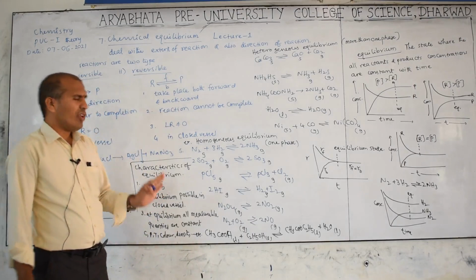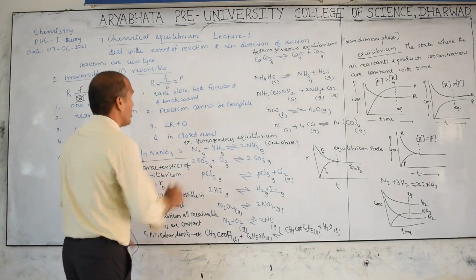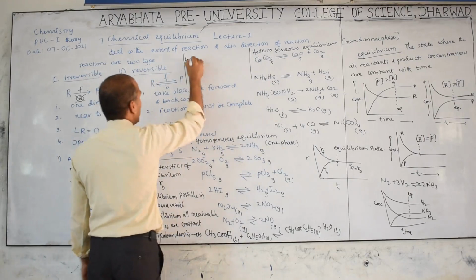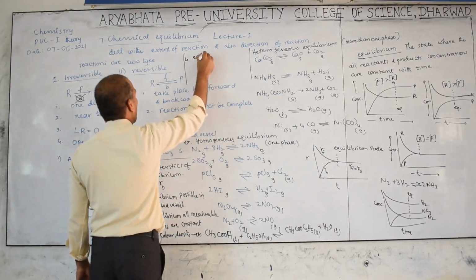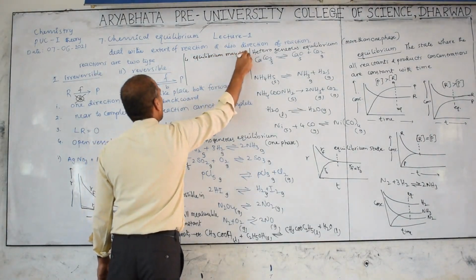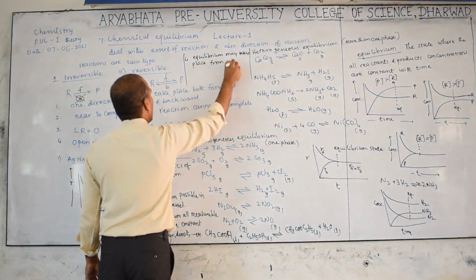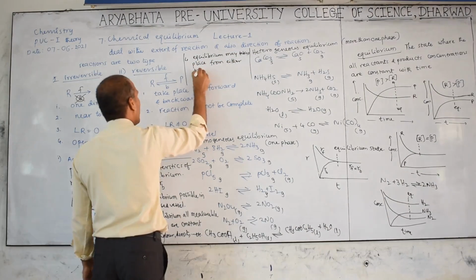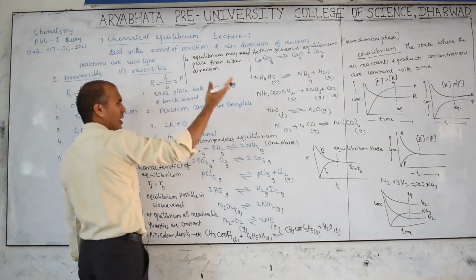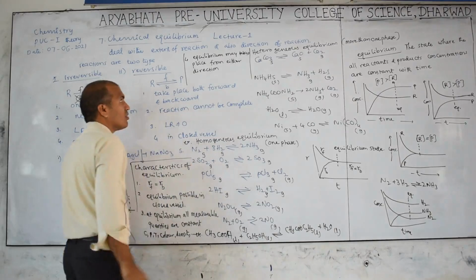Now, equilibrium may take place from either direction. Now this is the third point. Now here I am writing the fourth point. Equilibrium may take place from either direction. Either direction meaning what? Forward, left to right, and right to left. Forward direction also, backward direction also. Okay.